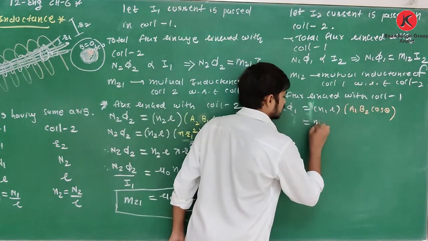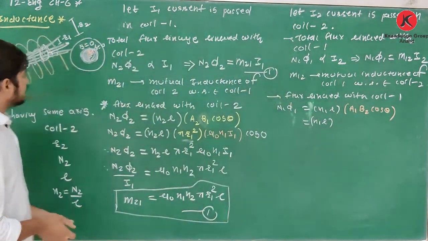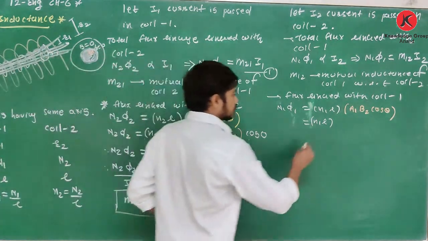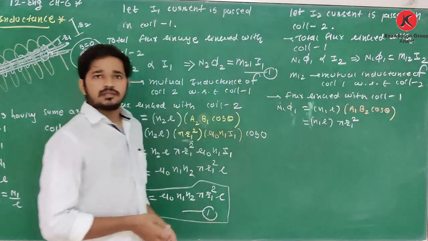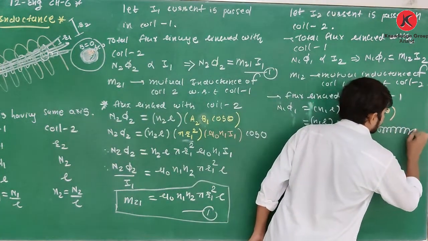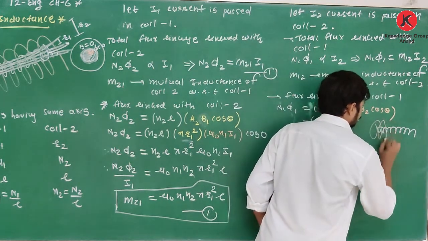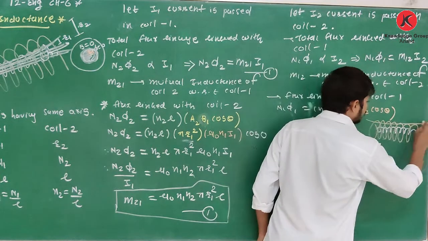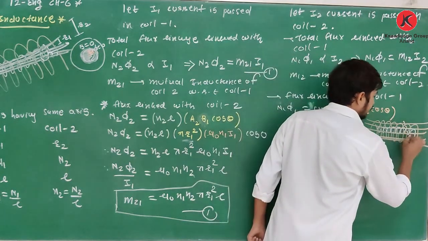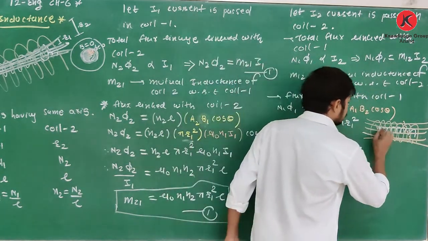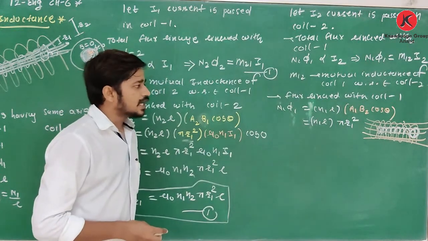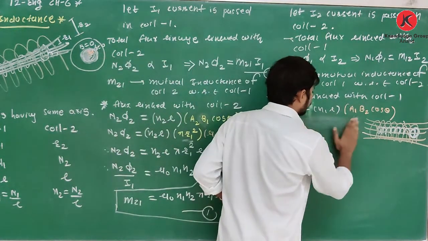So it is equal to N1 L A1. You have to find the flux linked with this small coil, and its area is pi r1 square. Clear about this? In the second case, what happens? It is a small coil and a large coil. Now magnetic field is produced in this large coil, but you have to find the flux passing through this small coil, and its area is only this, that is pi r1 square. Clear about this?